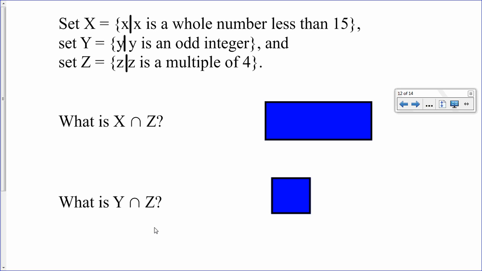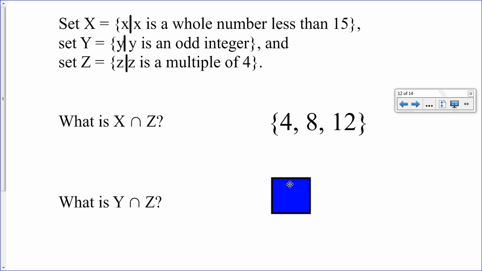Your next question: what is the intersection of y and z? y is the set of odd integers, and z is a set of multiples of 4. Okay, here are your answers. 4, 8, and 12 for our first intersection, and the second is our empty set, which you can also denote as a 0 or capital O with a line through it.